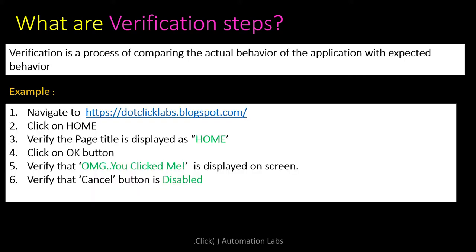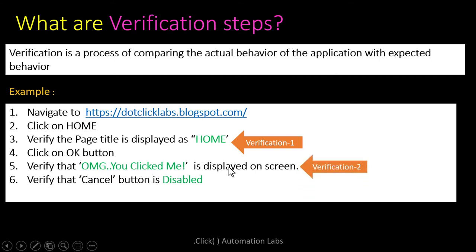Navigate to https://eclipse.blogspot.com, click on home page, verify the page title is displayed as home. This is verification step 1, and the above two are actions. These are called actions, and this is called an assertion or verification step. And again, click on the OK button and verify that "OMG you clicked me" is displayed on screen. This is another verification point. And verify that the cancel button is disabled. This is another verification point.